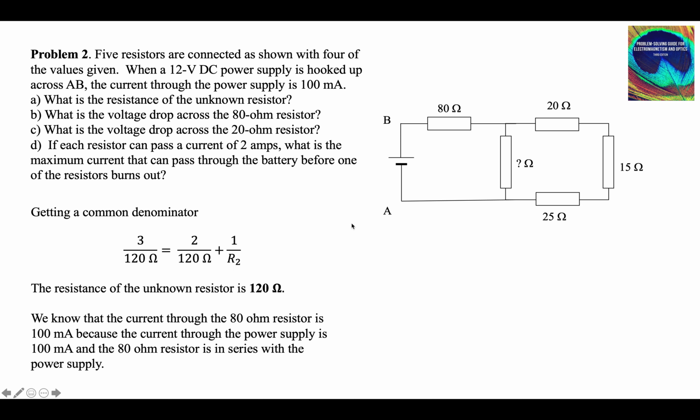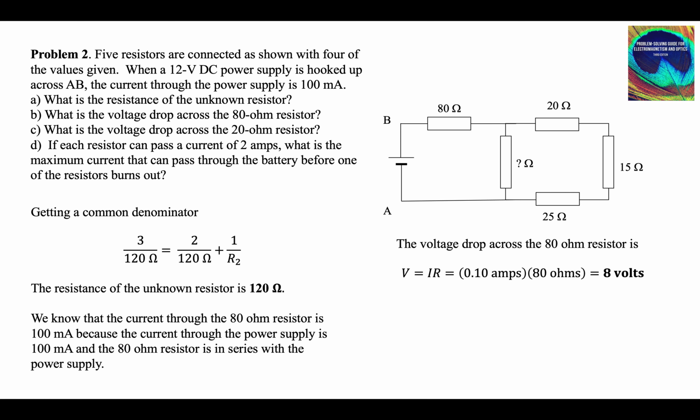That's part A. We know the current through the 80 ohm resistor is the same as the current through the battery. They're in series. So we know the 80 ohm resistor has a current of 100 milliamps because that's the current through the power supply. So we know the current, we know the resistance, we can get the voltage drop. 8 volts. Since this voltage drop is 8 volts across the 80 ohm resistor, we know these must combine to be 4 because the voltage of the power supply is 12.